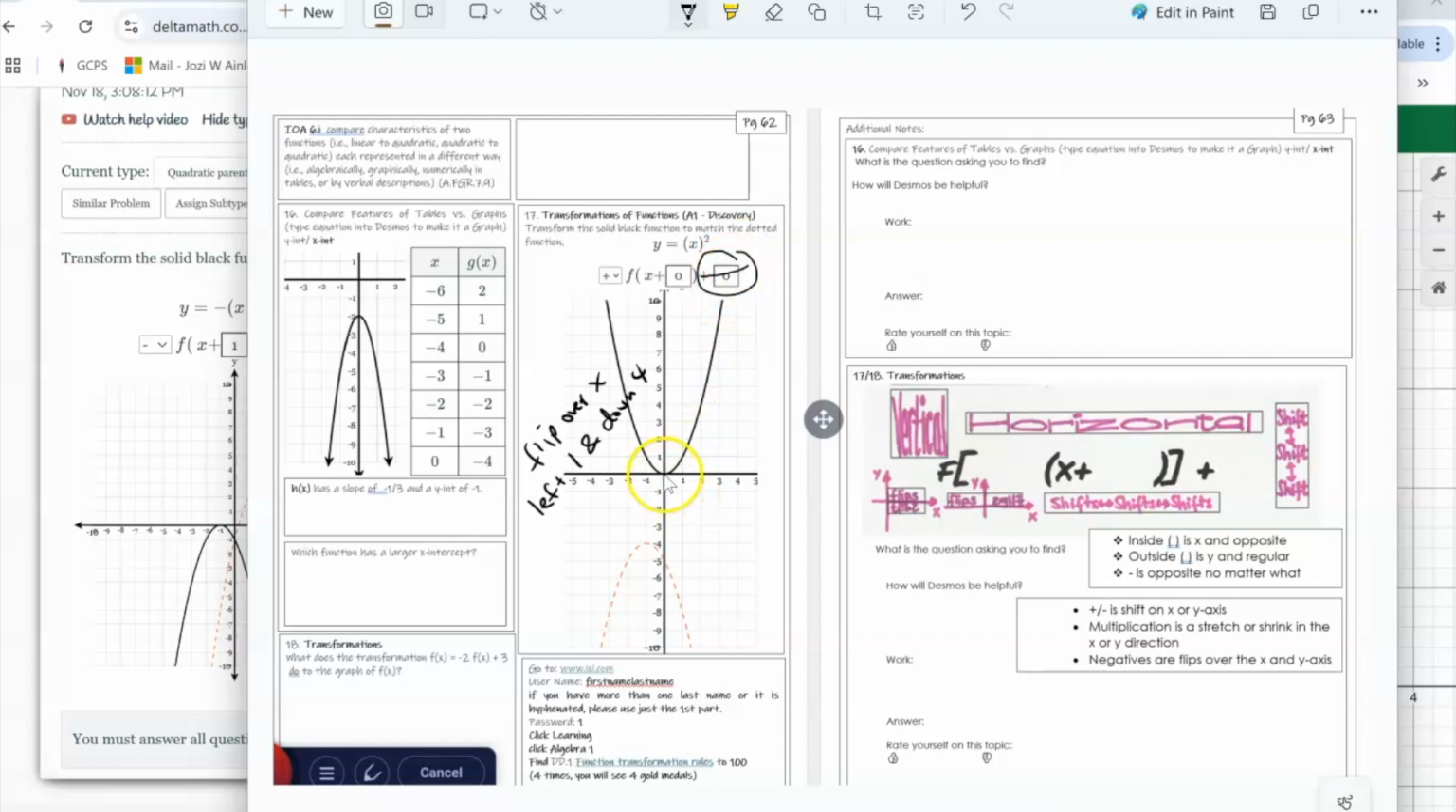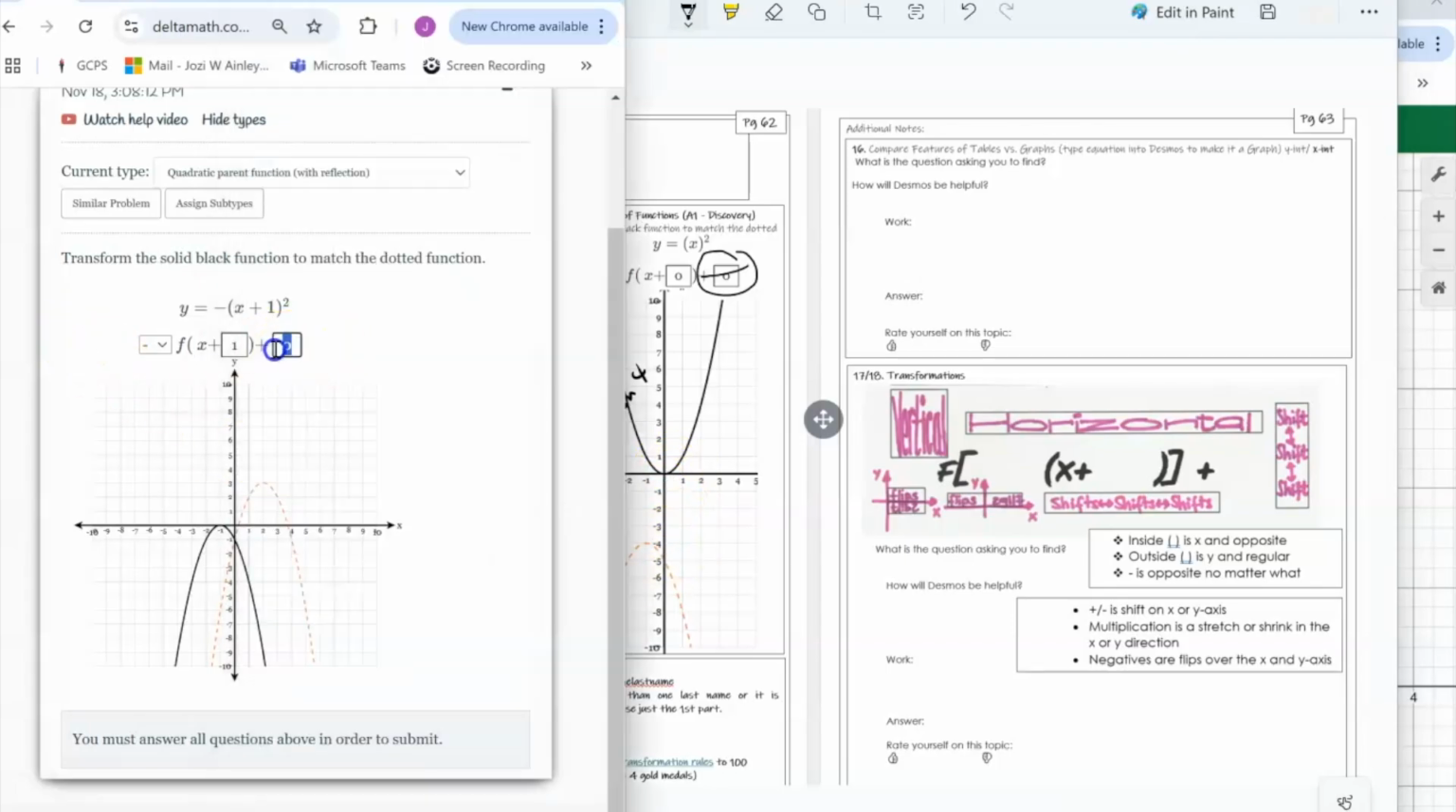So if I was standing right here and I said I want to go down 4, what would you do? Add 4 or minus 4? Minus 4. Minus 4 should take it down. So I'm going to come right here and say minus 4. And you should see when you click out that it will move down 4. Okay. Now let me reset this.